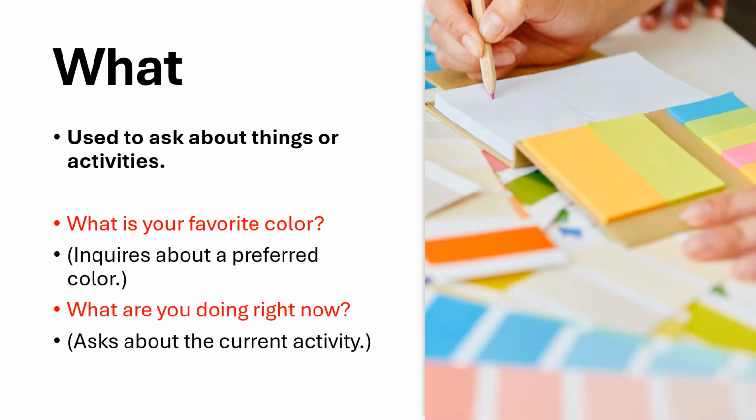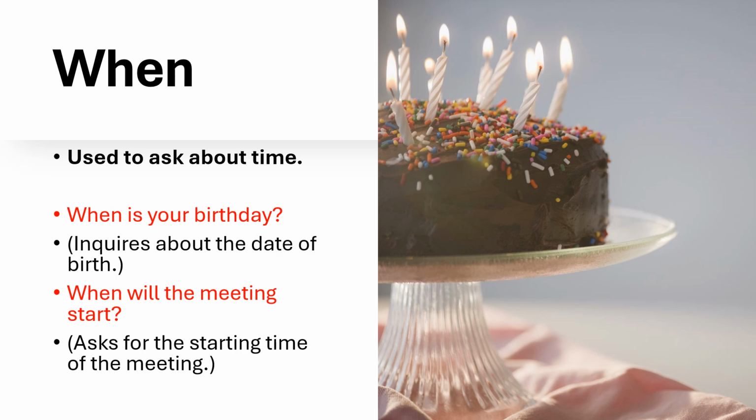What is used to ask about things or activities. For example, what is your favorite color? What are you doing right now? When. It is used to ask about time. For example, when is your birthday? When will the meeting start?